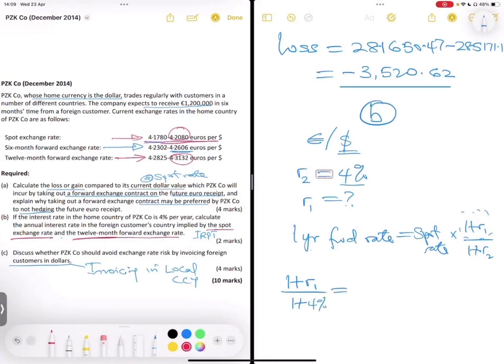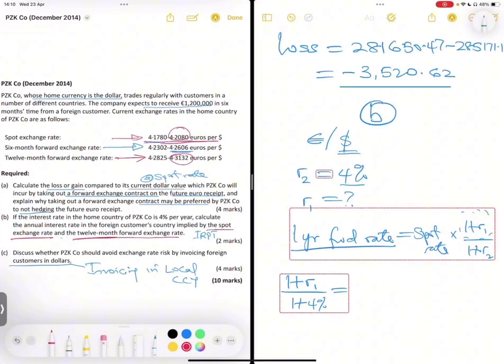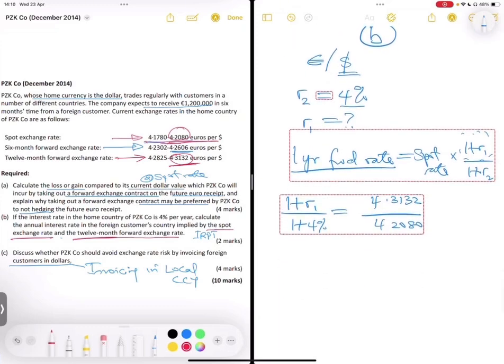So we need to know that 1 plus R1 over 1 plus R2, we know R2 to be 4%, is equal to the 1 year forward rate, which is the 12 months, 4.3132, divided by the spot rate, the same sell rate, 4.2080. Please don't mix it up. Be careful so you don't make that mistake. Once the situation you have is telling you that the sell rate is the relevant quote, then you use the sell rate for both spot and the forward.